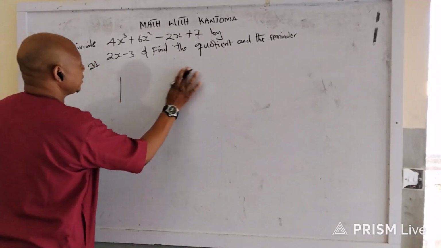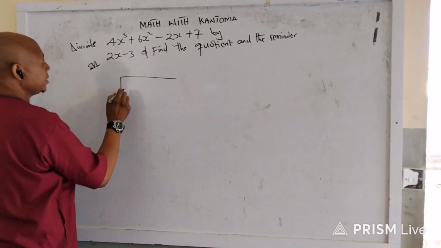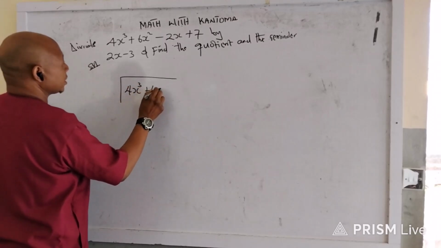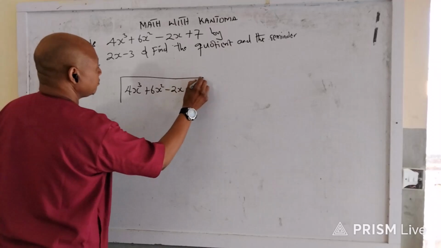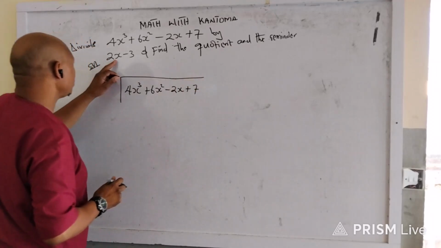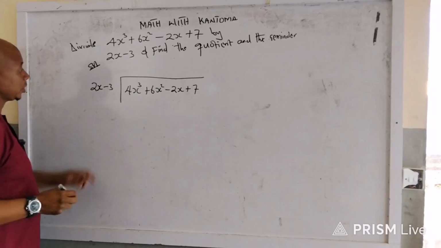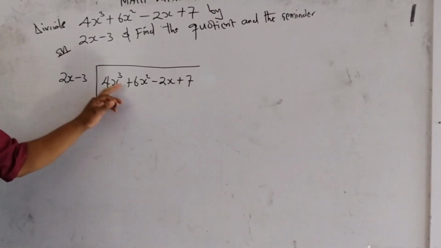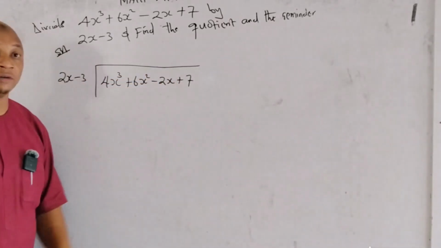We are dividing the function. This is the dividend. The dividend is giving us 4x cubed plus 6x squared minus 2x plus 7. And the divisor is giving us 2x minus 3. So now this is my divisor, this is my dividend. So the divisor is dividing this, and we are asked to find the quotient here, and then the remainder is what we have at the last.